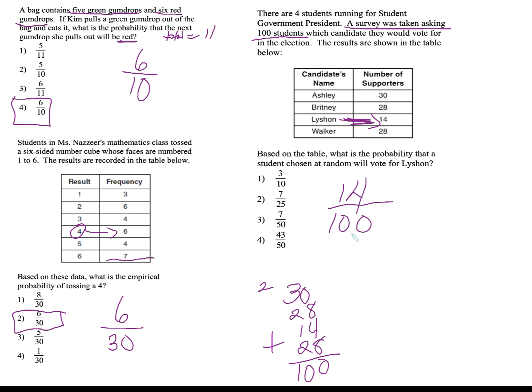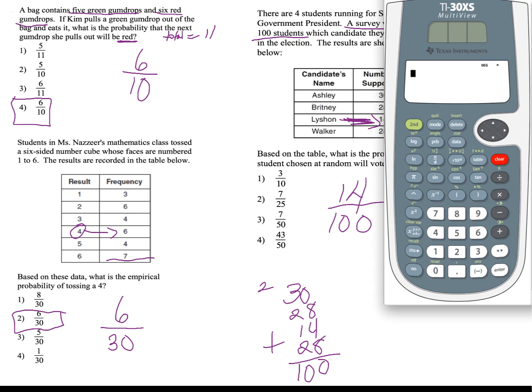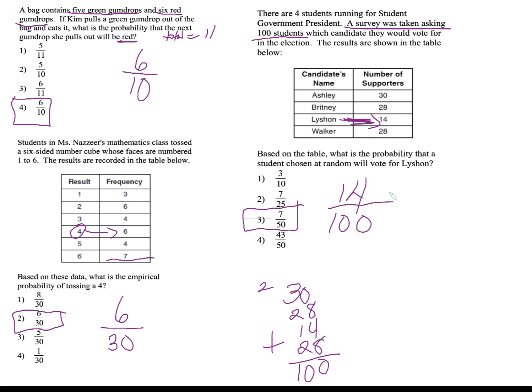Now again, 14 over 100. I look at my answers. I don't see that. Okay, let's get our calculator. So 14 N over D, 100 to the right. And we hit enter and it simplifies to 7 over 50. Again, if this was on the non-calculator section, 14 and 100 are even numbers, and even numbers are divisible by 2.